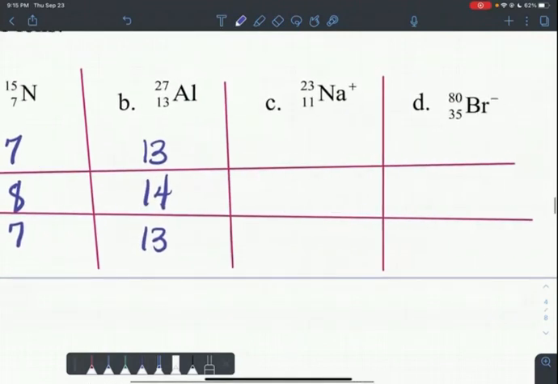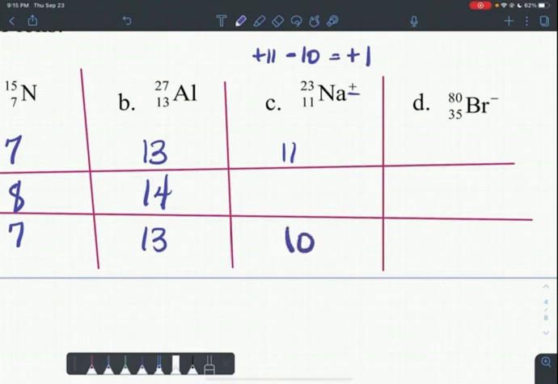Okay, sodium. Oh, it's a charged ion. So we have 11 positively charged protons. We have some electrons, not sure what they are, and we get a charge of +1. So that means we have one more proton than electron, so I must have 10 electrons. 23 minus 11 should give you 12.